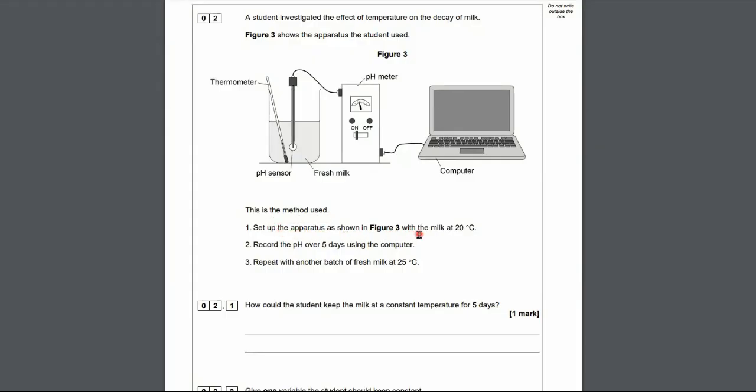Set up the apparatus as shown in figure 3 with the milk at 20 degrees. Record the pH over 5 days using the computer. 3. Repeat with another batch of fresh milk at 25 degrees. So you can see up here, we're changing the temperature. That is our IV, independent variable. And then we're measuring the pH. What you measure is your dependent variable.